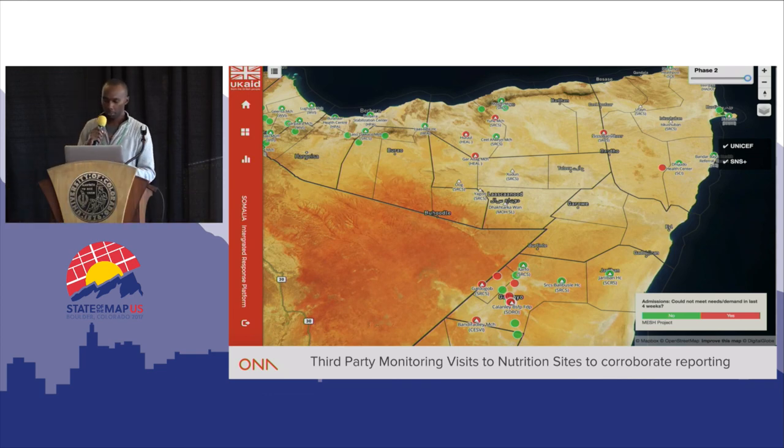They also use this for third-party monitoring data for these facilities. So apart from the data they get from the NGOs, they also send out third-party monitoring parties to go to the facilities and actually confirm that the data they get from the facilities is what the NGOs are reporting. So this map gives a clear view of whether the facilities are meeting the demands.